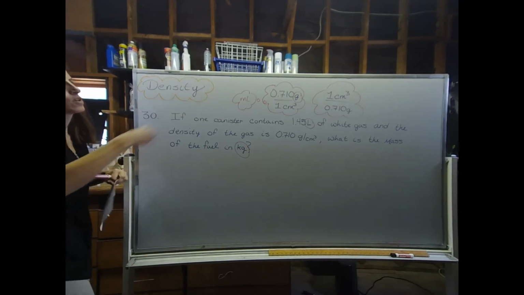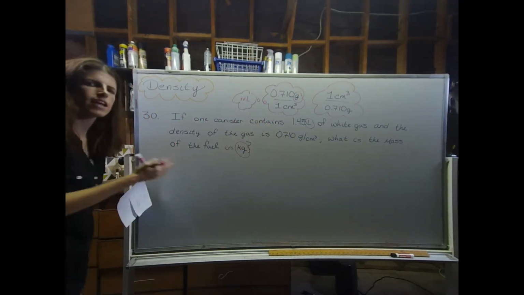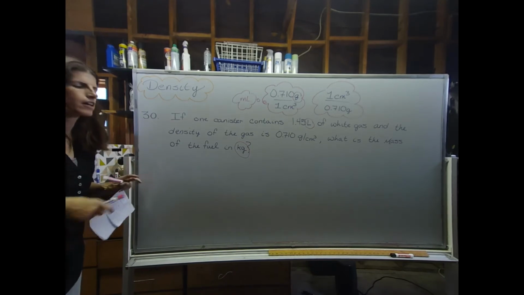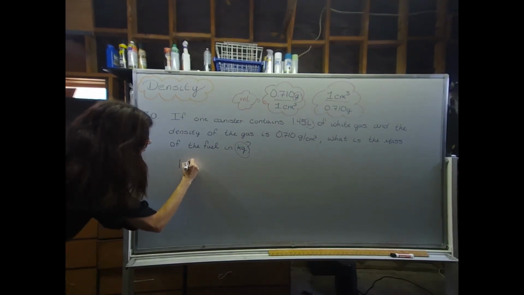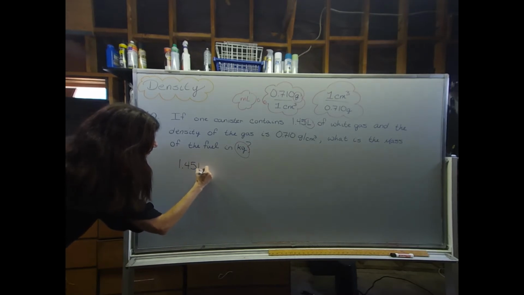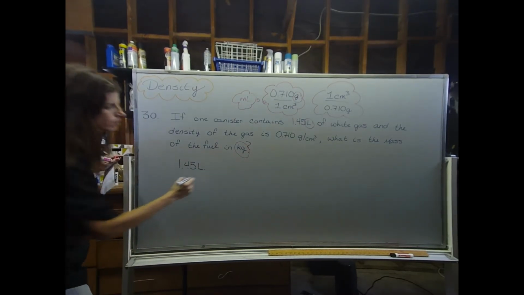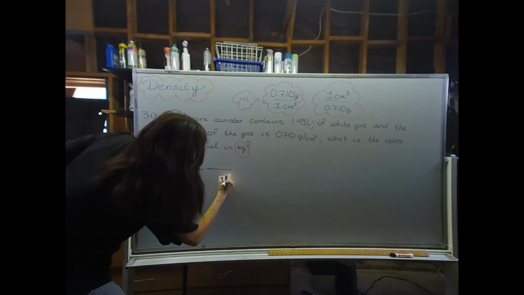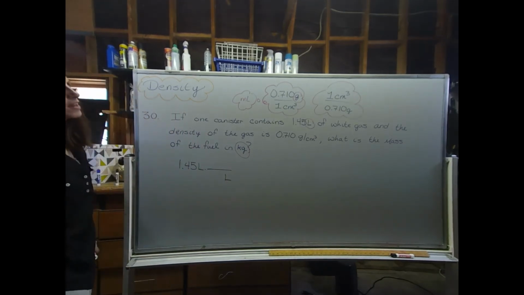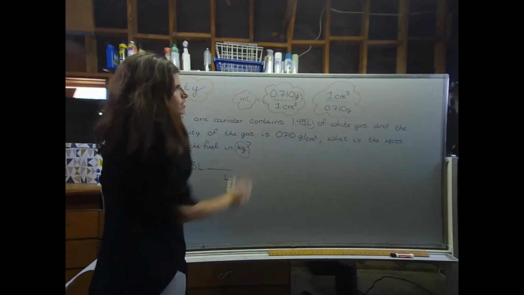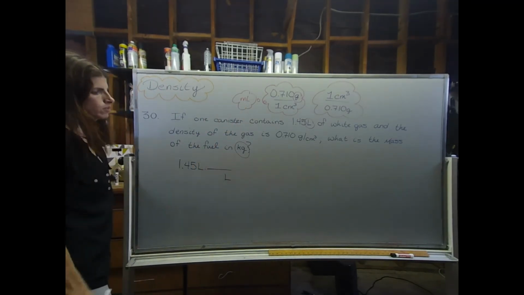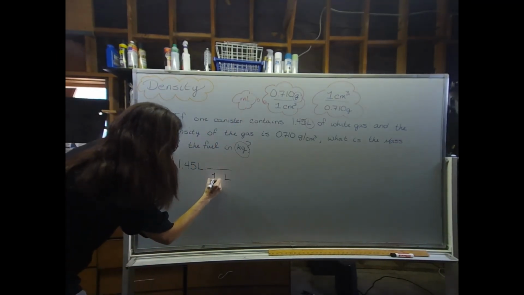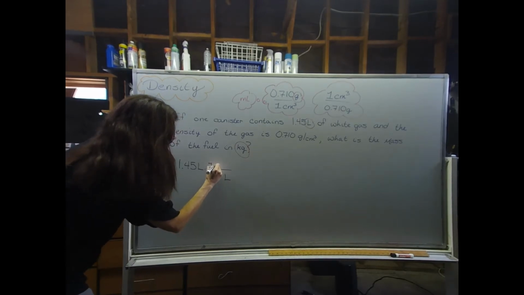Let's set it up. I'm going to start with the standalone number, the number that's not a conversion factor. So 1.45 liters. And I'm thinking, I want to get rid of liters. But I can't do anything with it over here. So maybe I need to turn my liters into milliliters. So I'll do 1 liter has 1,000 milliliters.